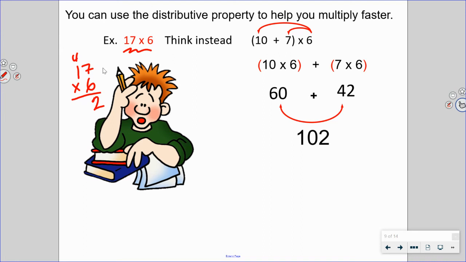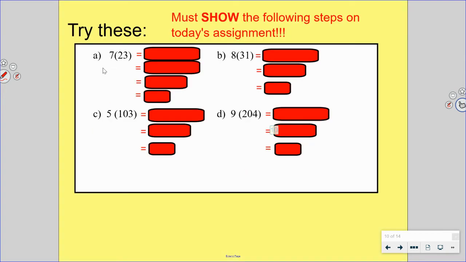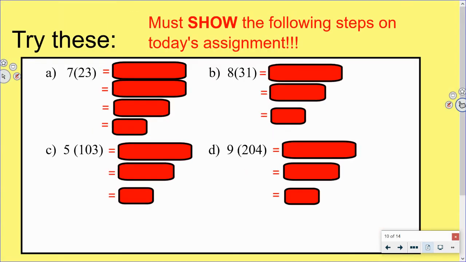Sometimes it helps to keep them together, and sometimes it helps to split them apart. In this case, I wanted to split apart 17 into 10 and 7 because I know 6 10s and 6 7s pretty easily. So let's try to do that. And this is important because tonight's homework, it's going to say compute mentally or use mental math. I really want you to show your steps at least for today. Let me say that again. I really want you to show your steps on this for today's assignment.